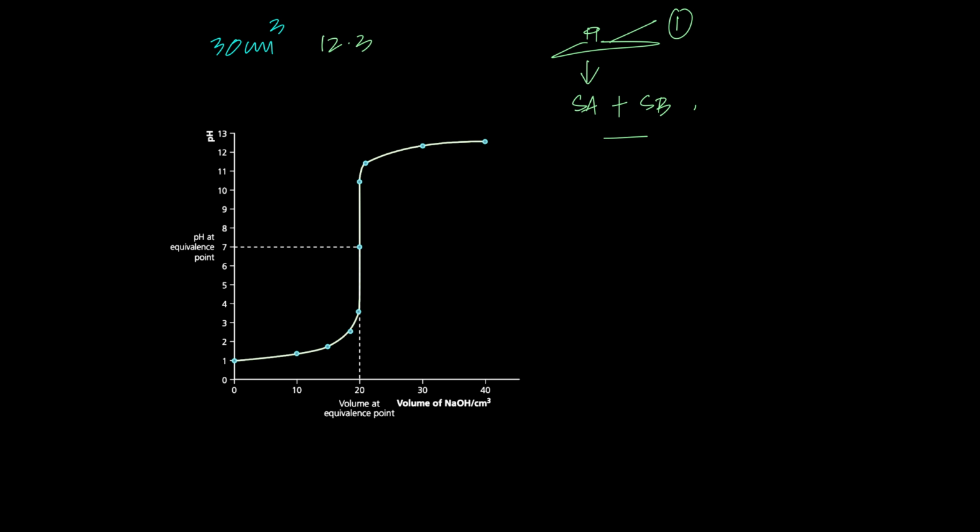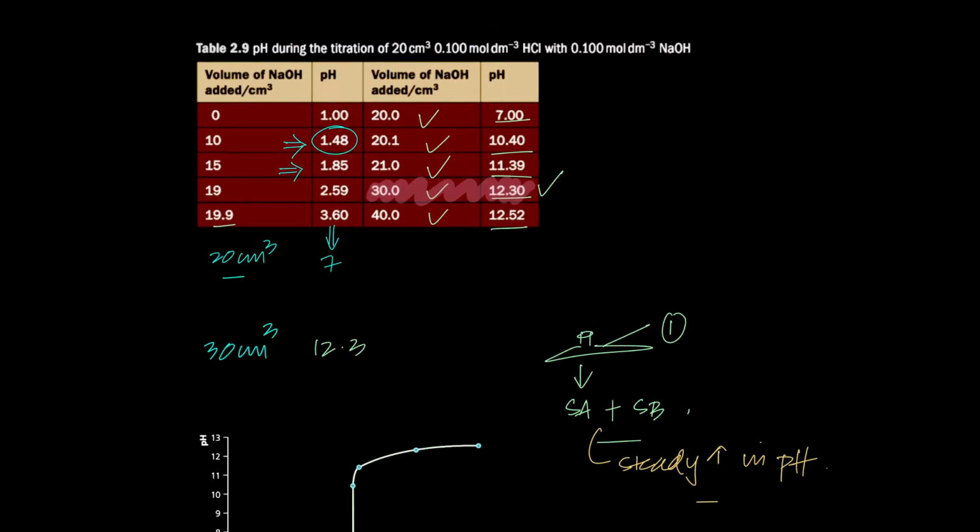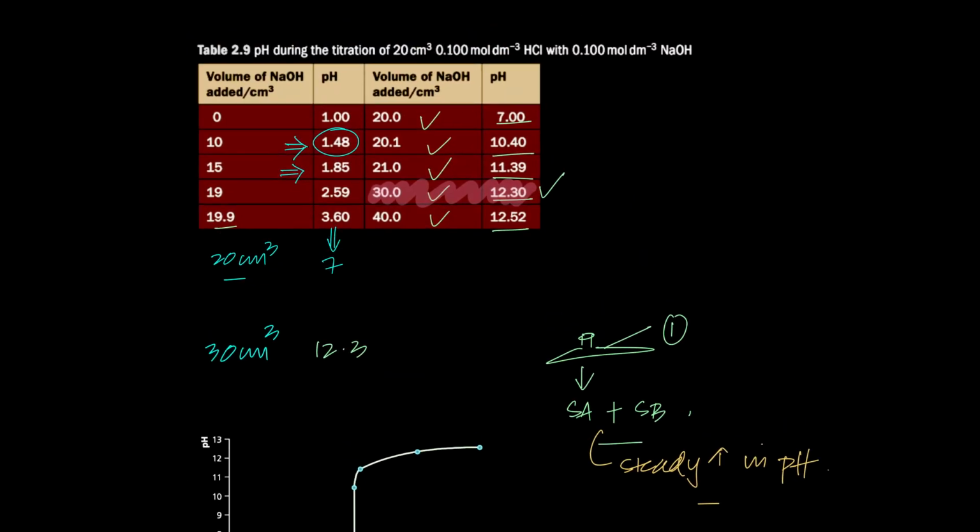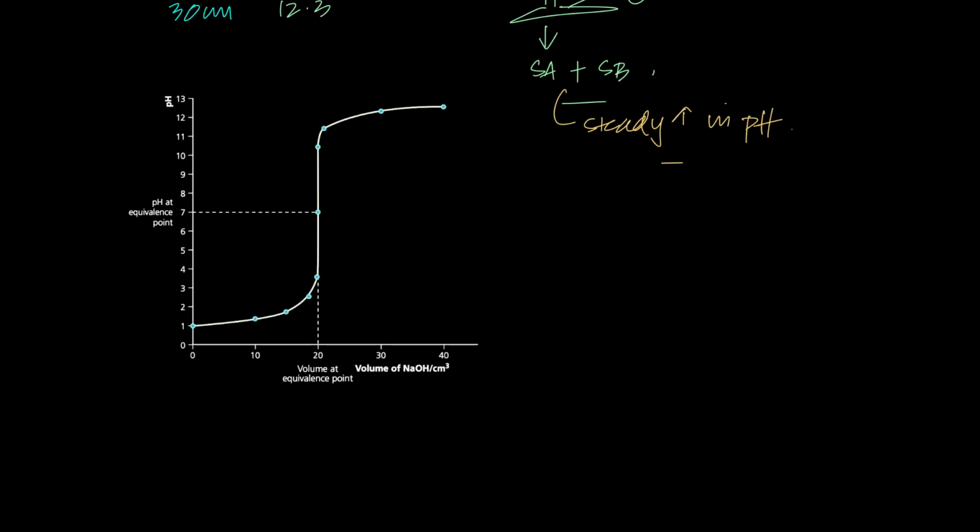Remember, whenever a strong acid is reacting with a strong base, there's a steady increase in pH as long as the strong acid is in the conical flask. If you look at the table given to you, at 19.9 it was about 3.6, or 3.5, and then at 20, there's a sharp increase. The equivalence point is at 7 because NaCl forms and NaCl has a pH of 7. So when a strong acid reacts with a strong alkali, the equivalence point forms at 7.